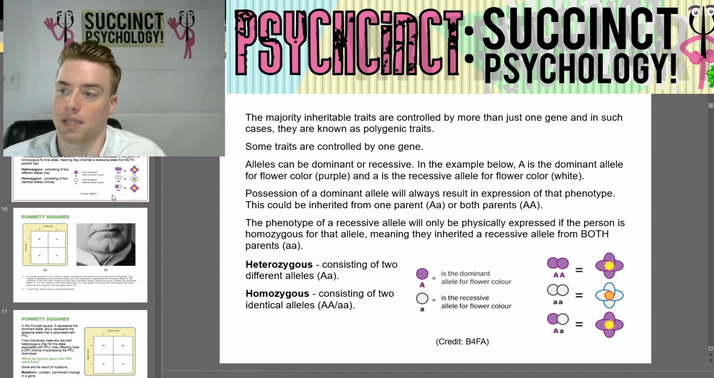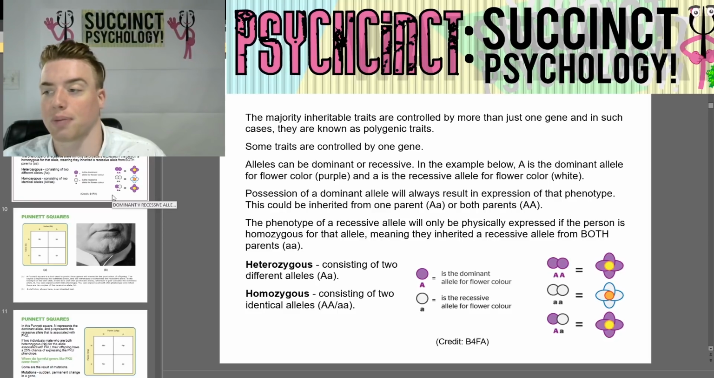Next, we have dominant versus recessive alleles. So the majority of inheritable traits are controlled by more than just one gene, and in such cases, they are known as polygenic traits. Some traits are controlled by one gene. Alleles can be dominant or recessive. In the example below, A is the dominant allele for flower color, purple, and a, so lowercase, is the recessive allele for flower color, white.